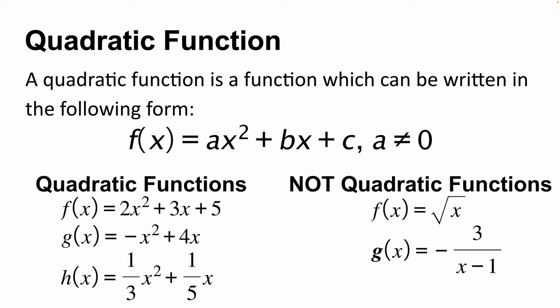Now let's contrast that with functions that are not quadratic. The function f of x equals square root of x is not quadratic since quadratic functions do not involve square roots. The function g of x equals negative 3 over x minus 1 is not quadratic since there is an x in the denominator of this fraction.